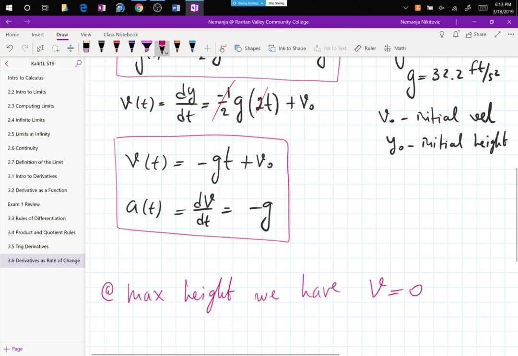So the velocity is speed plus direction, so the marker is going up. When it reaches maximum height, it stops and then changes the direction going down.